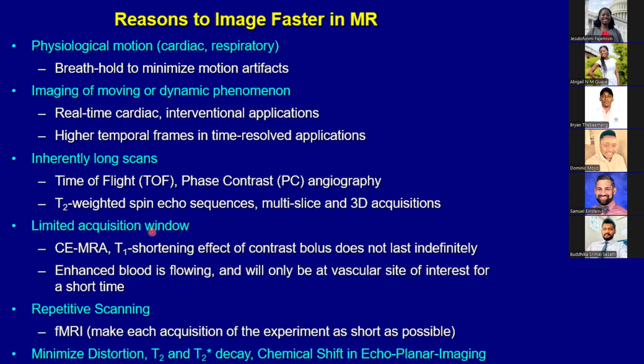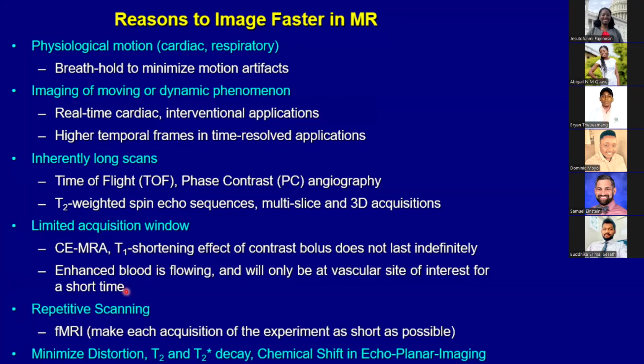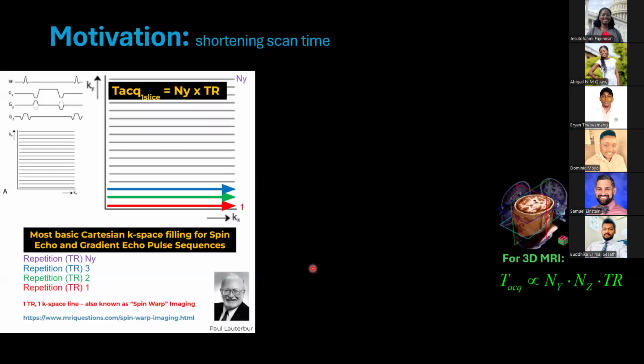Okay, so obviously we also want to go faster because you only have a certain limited time to acquire something, and this could again be contrast enhanced MRA, where the gadolinium T1 shortening effect only lasts so long, or if you're trying to capture blood that's flowing in that's enhanced. And of course, long scans like repetitive scanning, fMRI, DTI, things like that, you also want to make as short as possible. And if you're using EPI sequences or fast spin echo sequences, you reduce the distortion and the T2 decay along the echo train.